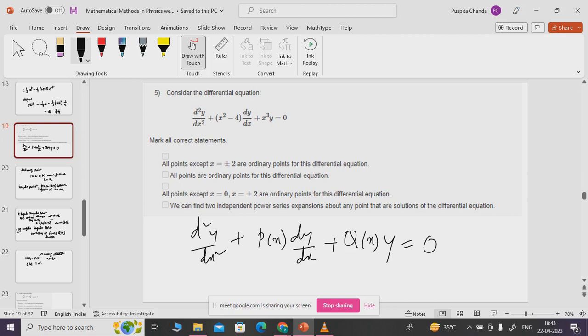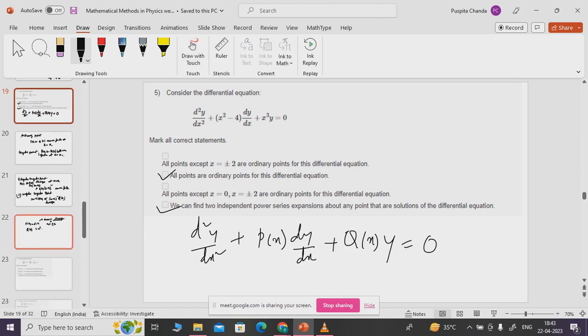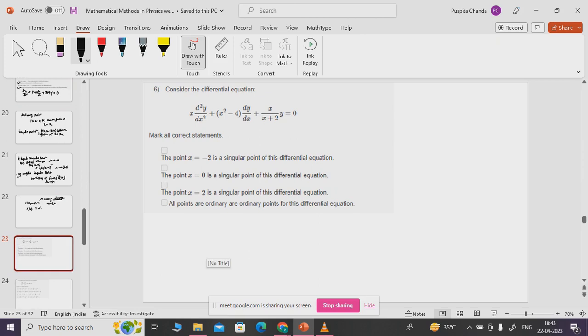So option B, all points are ordinary points for this differential equation, and we can find two independent power series expansions about any point that are solutions of the differential equation. Yes, it is also true, because at x = ±2 you can have a power series solution, and at another point also.